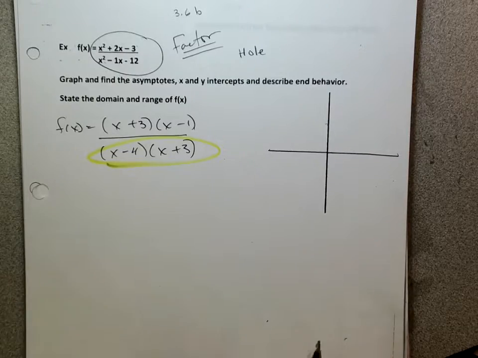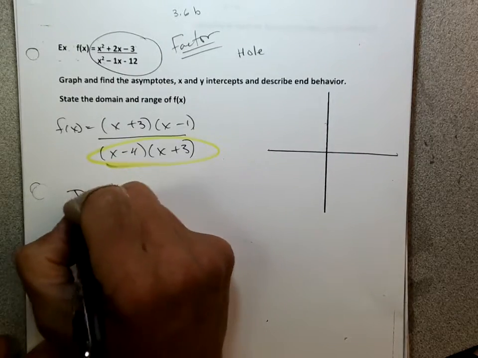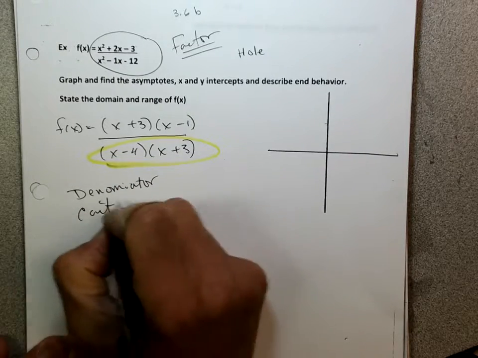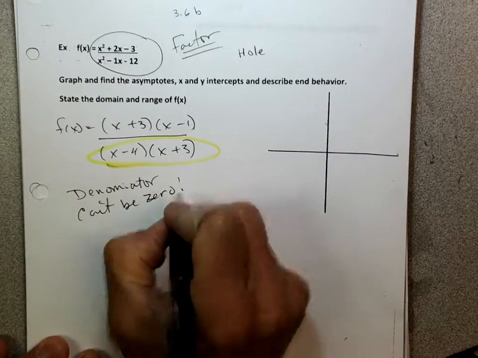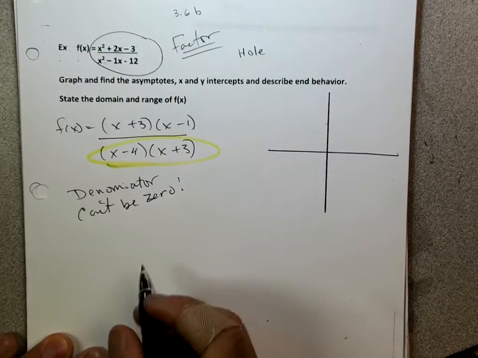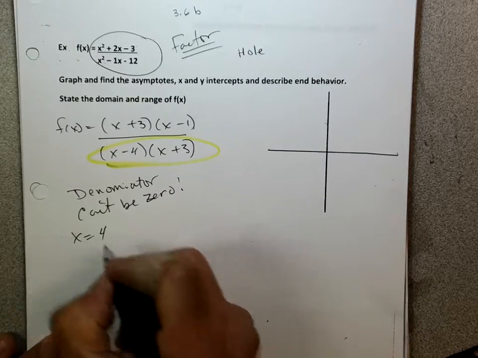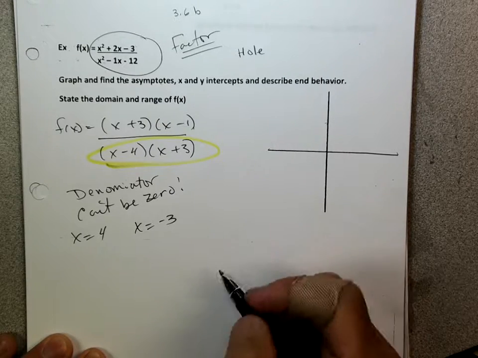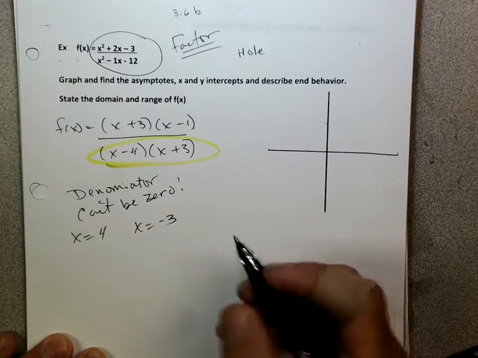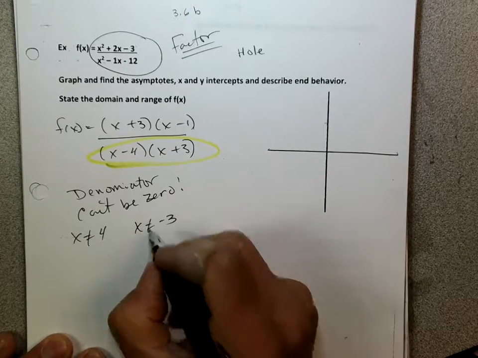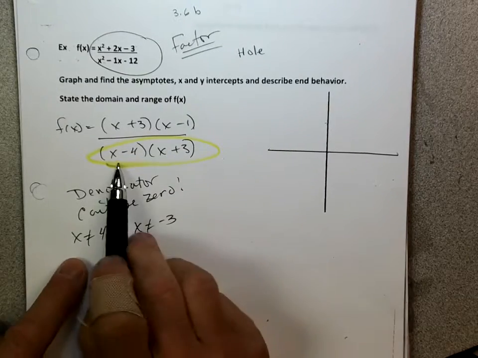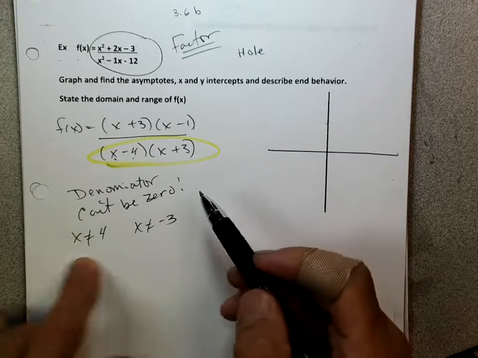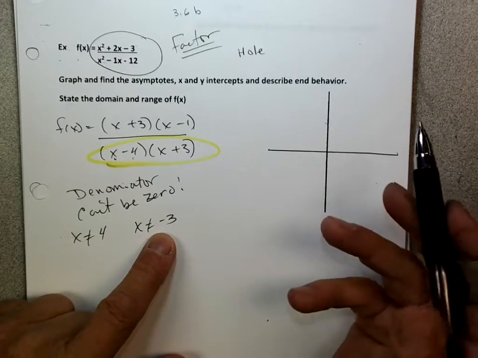If I look at the denominator, we want to make sure the denominator can't be 0. One of the things I see right off the bat is if x equals 4, we're in trouble, or if x equals negative 3, we're in trouble. These are both bad things. So we want to make sure that x does not equal 4 and x does not equal negative 3. Because if x equals 4, 4 minus 4 is 0, you divide by 0, bad things happen. If x equals negative 3, negative 3 plus 3 gives you 0, bad things happen.